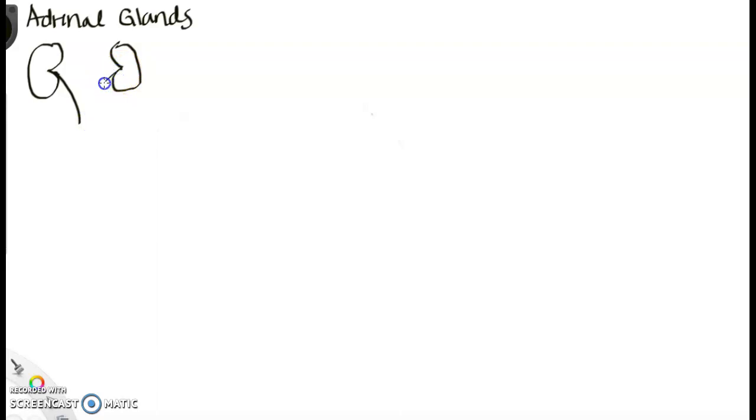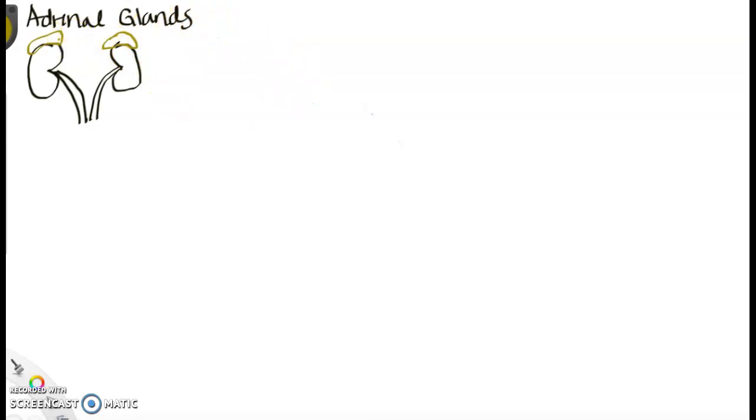All right, so the next gland we need to talk about are the adrenals. The adrenal glands. And we have two adrenal glands. They are located on the top of the kidneys. So these are kidneys. The adrenal glands are right here. They're like little hats on top of the kidneys.